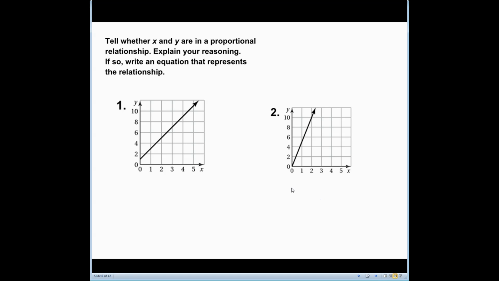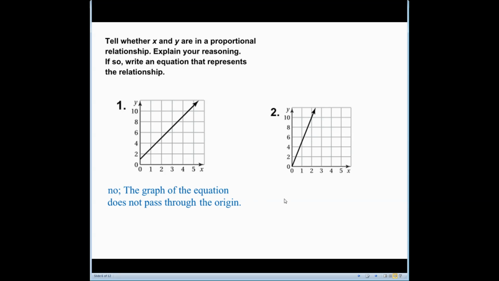So the first thing we're going to do, for number one, is see whether that line goes through the origin. You can clearly see that it doesn't. So in this case, the graph doesn't pass through the origin, so x and y are not in a proportional relationship. That is one of the things that has to happen: the line has to go through the origin. Okay, let's look at number two.